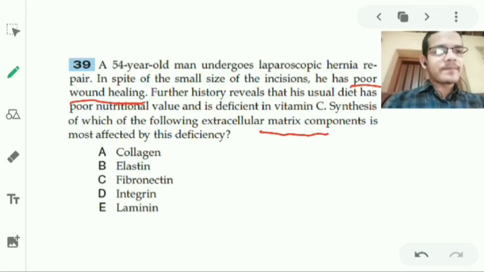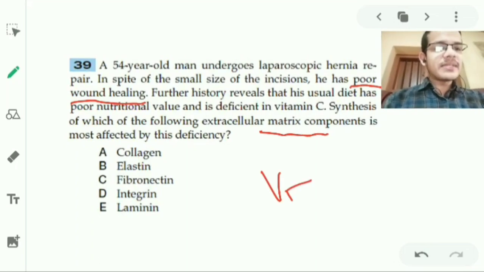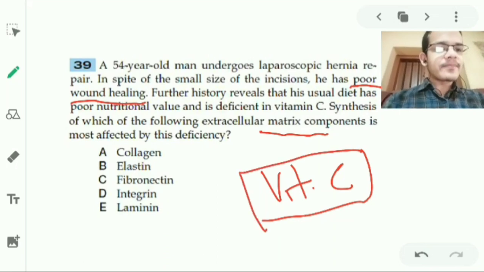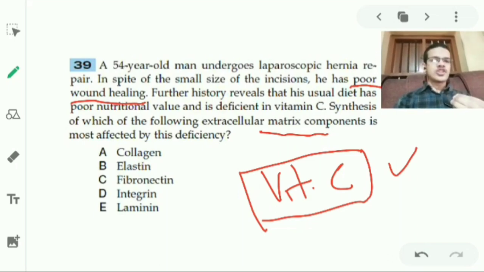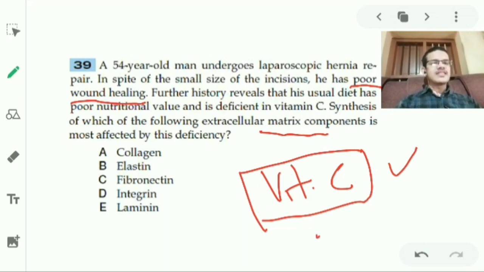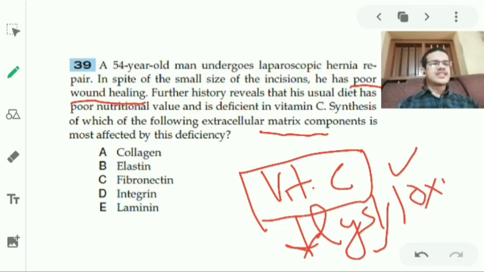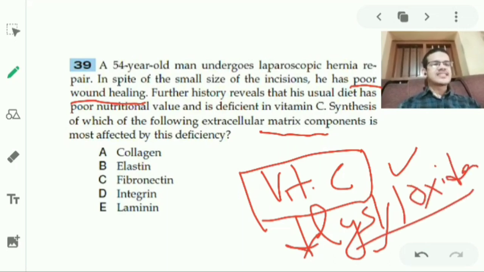So it is basically vitamin C deficiency. So already we have commented on factors that affect wound healing, that if malnourishment is a feature, it will affect or delay the wound healing. Now vitamin C, what does it specifically inhibit? The deficiency in vitamin C will decrease the action of lysyl oxidase enzyme. And what is the requirement or need of lysyl oxidase enzyme?